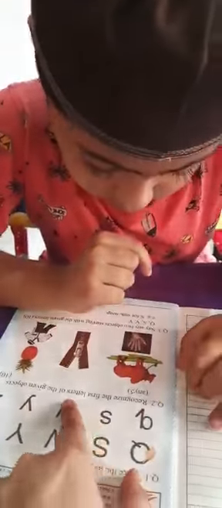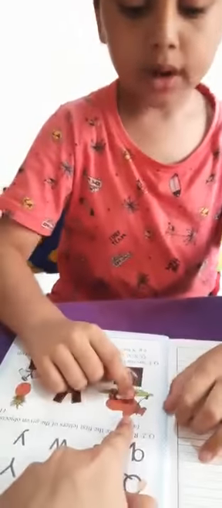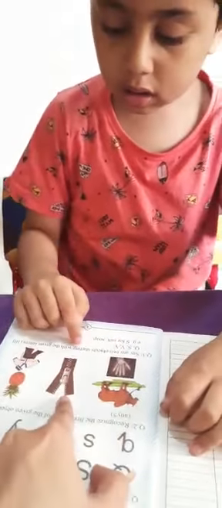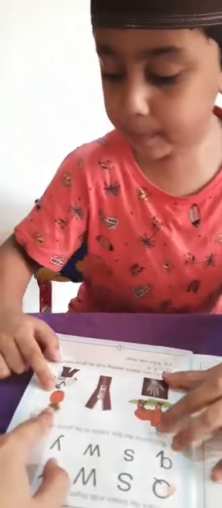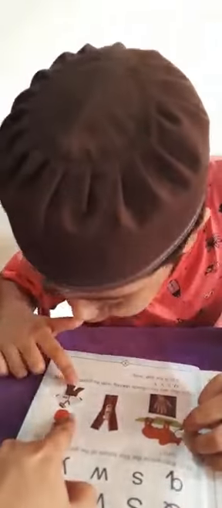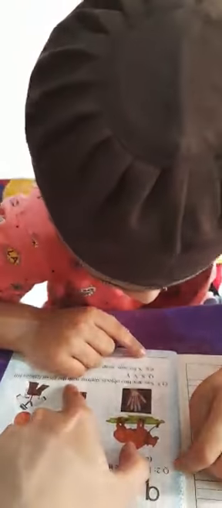Recognize the first letters of the given object. O for ox, Z for zip. X-ray. Yes. P for pineapple. Yes. U for uniform. Very good. Next. Say any two objects starting with the given letters.